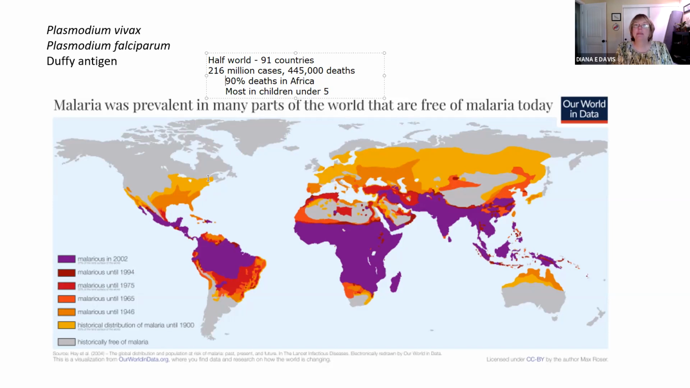yep, Massachusetts, looks like New Hampshire and Vermont too, had malaria until the 1900s. And then the southeastern US until the 1940s or 50s. And the purple areas are those that still had malaria as of 2002. So we are seeing continuing declines, but it is still a huge problem.